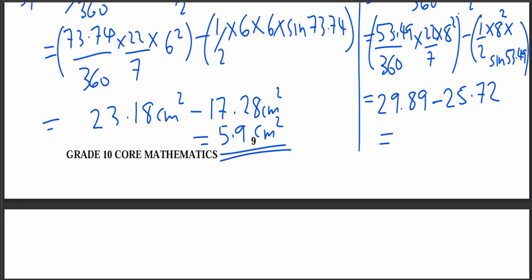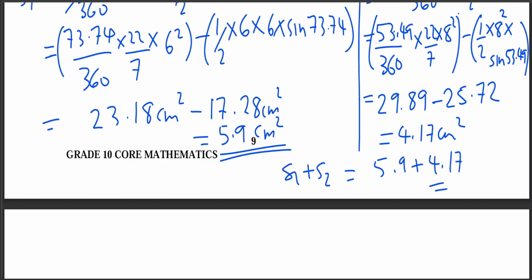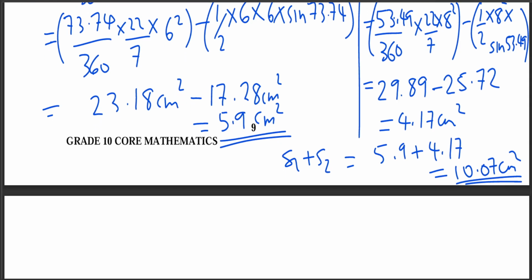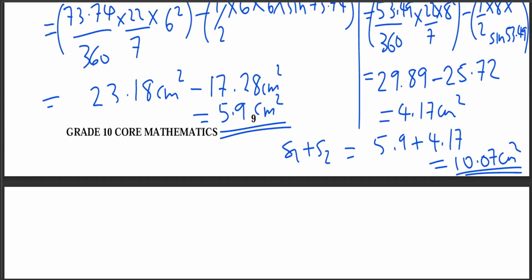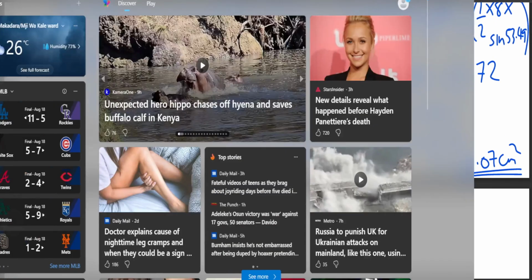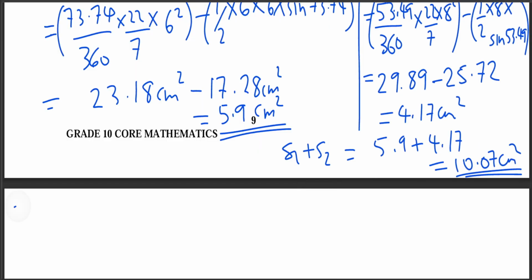29.89 minus 25.72 takupa 4.17 centimeter. So area yote ni segment 1 plus segment 2, which is 5.9 plus 4.17, which is 10.07 square. Sasa sisi tulifaa tutumie pi. Ikiwa utatumia 22/7 itakupa answer hii, lakini sasa tumekosea kwa sababu hatujatumia pi. So again, I don't know what's happening to me.